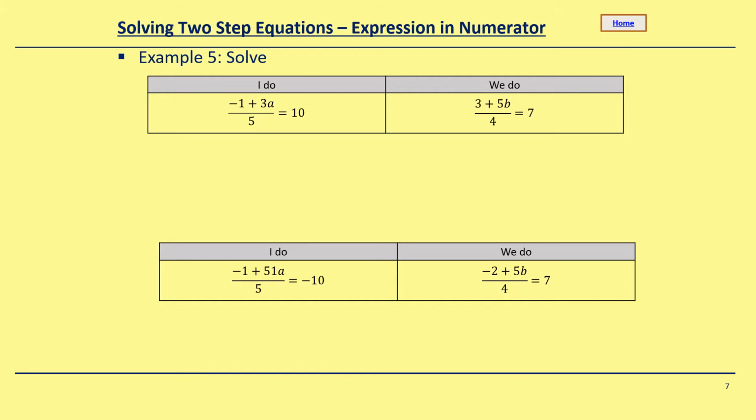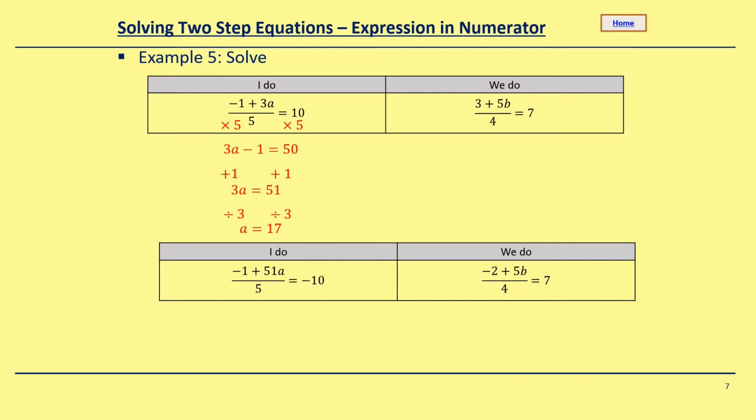Okay, look at this one. Minus 1 plus 3a all over 5 equals 10. So in our BIDMAS backwards, we treat that dividing line as brackets, so that's going to be done last. So we have to multiply by 5, and I'm going to just change it around to make it a little bit easier to work with. 3a minus 1 equals 50. I'm going to add 1, so 3a equals 51, and now I'm going to divide by 3 because a has been multiplied by 3 to get a equals 17.